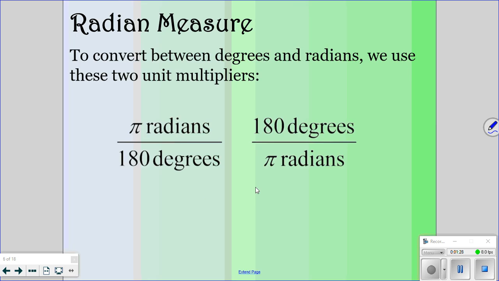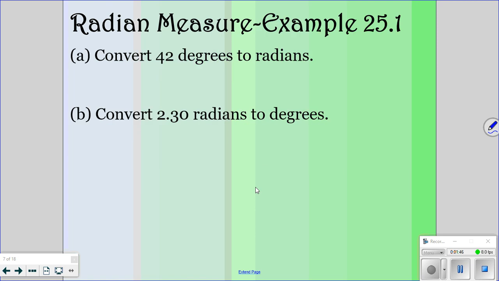Whenever we're going between degrees and radians, we're going to use these two unit multipliers, either pi radians over 180 degrees or 180 degrees over pi radians. Depends on which one you're starting with and trying to go to the other one. So we're going to convert 42 degrees to radians, and then we're going to convert 2.3 radians to degrees. So we're just going to use those formulas, or those ratios that we just had up on the board.